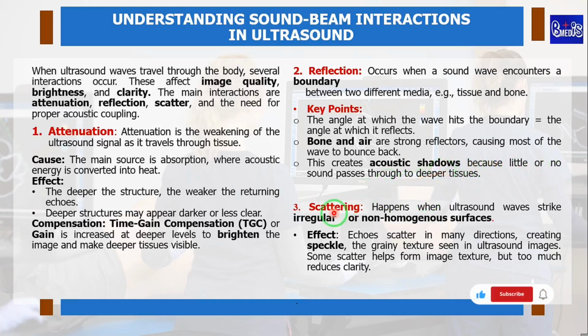Then the last interaction we have is scattering. This happens when ultrasound waves strike an irregular or non-homogeneous surface. The effect is this: echoes scatter in many directions, creating speckles, the grainy texture seen in ultrasound images. Some scatter helps form image texture, but too much reduces clarity. So scatter has its own advantage and disadvantage.